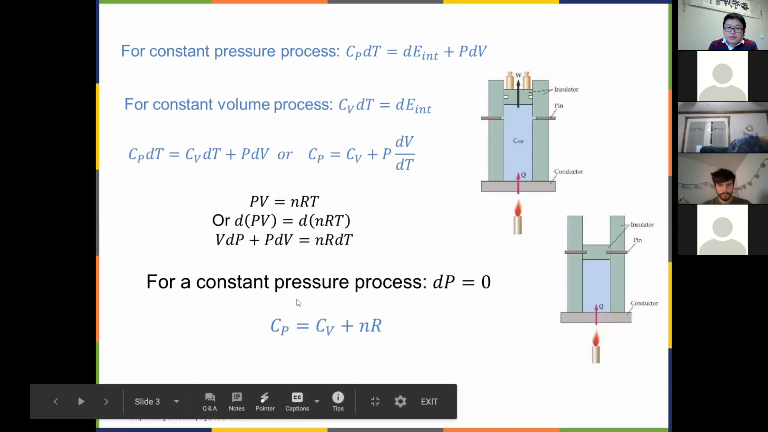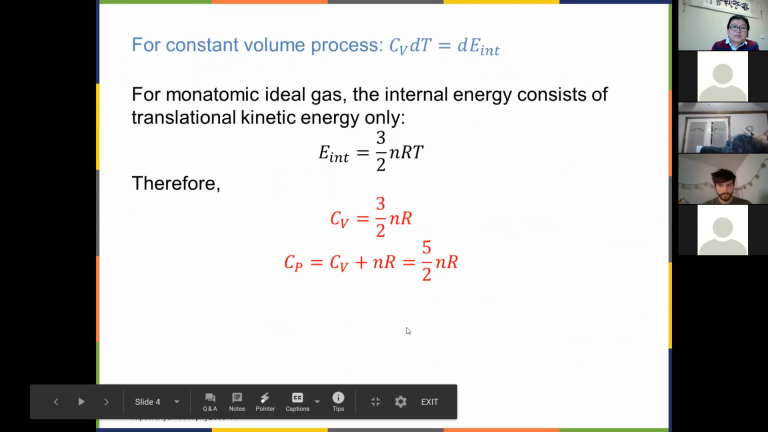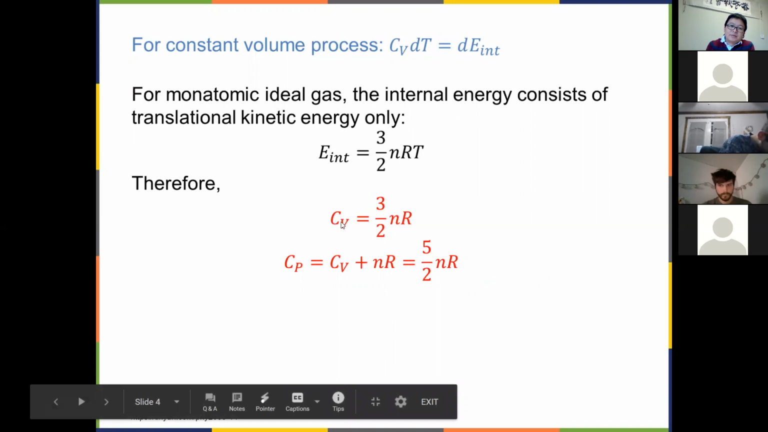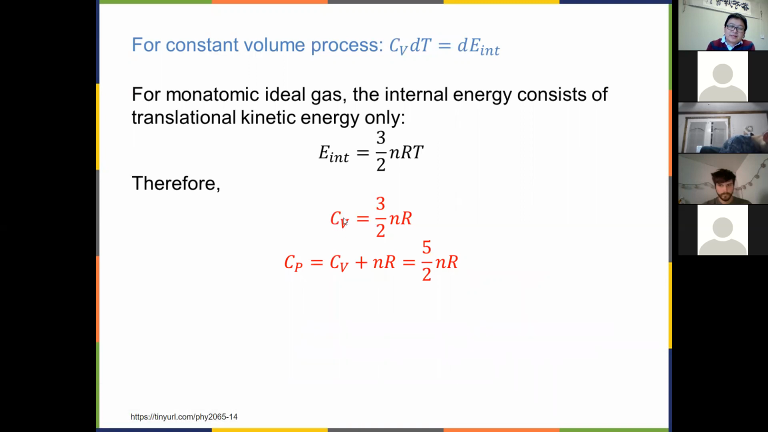And further, we found that Cp is equal to Cv plus nR, okay? So for a monatomic ideal gas, we only consider the energy from their motion in three dimensions. So it's 3/2 of nRT for the internal energy. Then the heat capacity Cv is equal to 3/2 of nR. For the molar heat capacity, it should be just 3/2 of R, okay? Molar heat capacity is the capacity divided by the moles. And then the heat capacity for the constant pressure process is 5/2 of nR, okay?